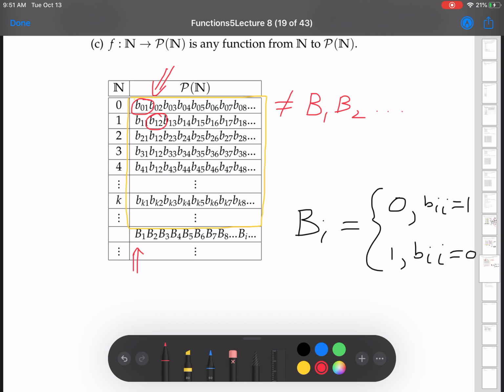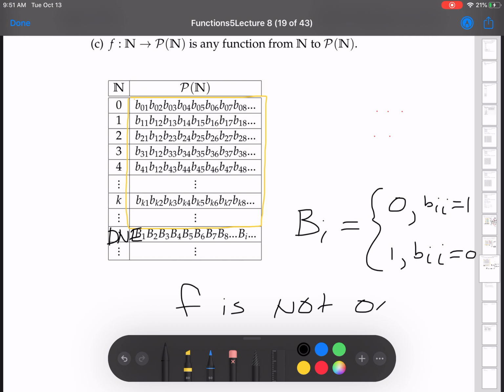Moving to that one, if that's a 0, then that's a 1. If that's a 1, then that's a 0. So they can't be equal there as well. And similarly, on and on and on, down the diagonal. So we find that there's a D and E there, and so then F is not onto.